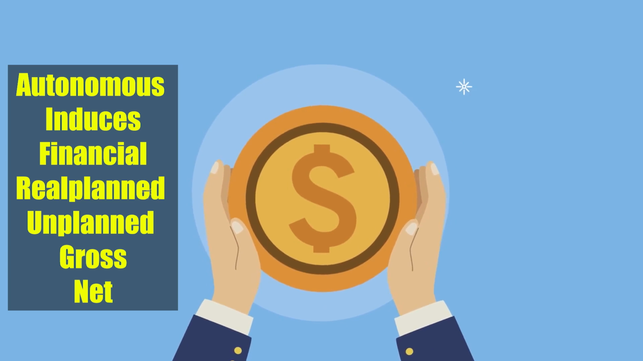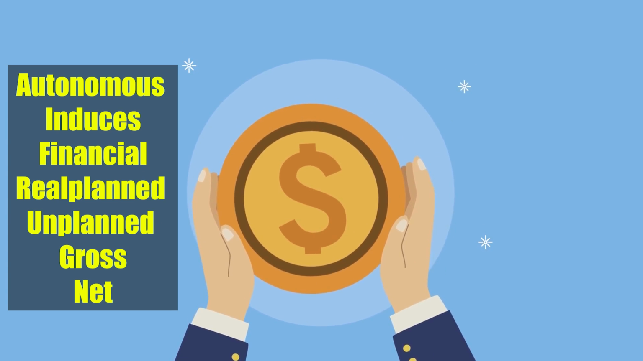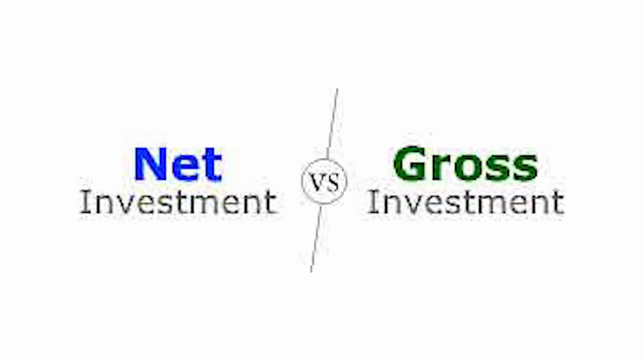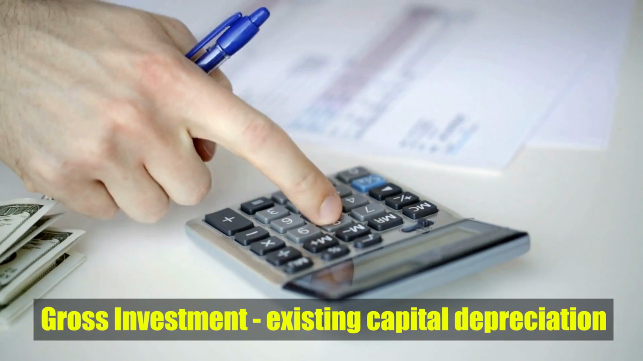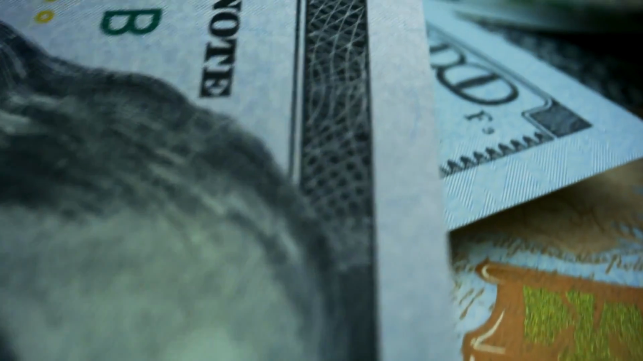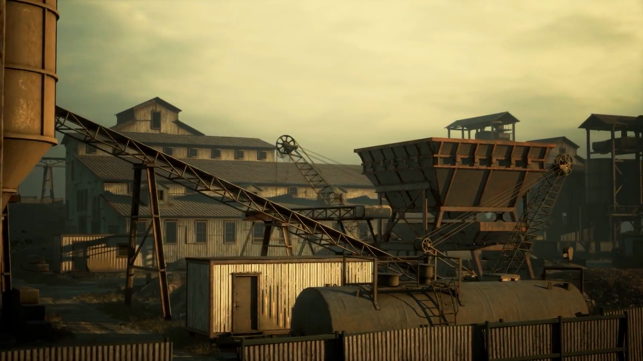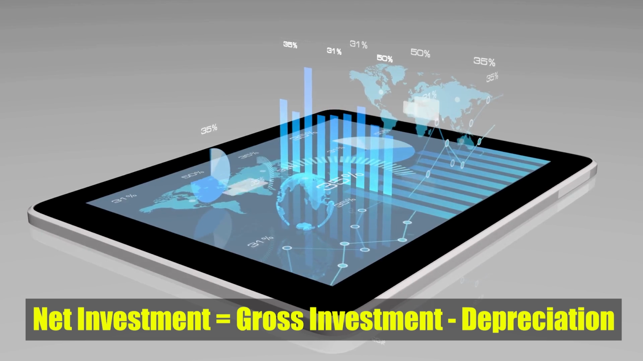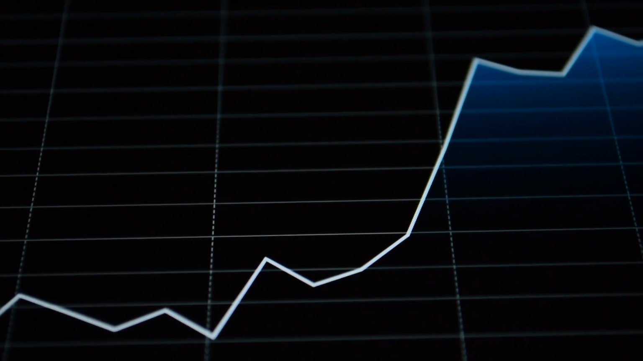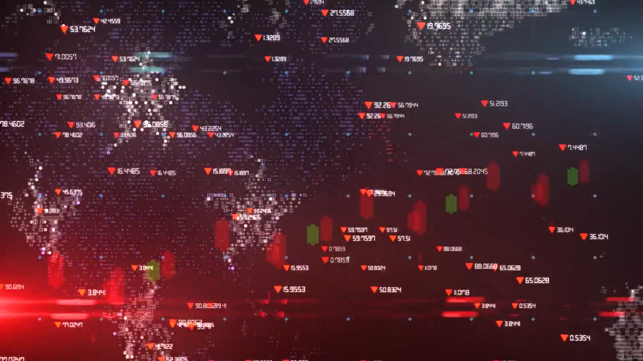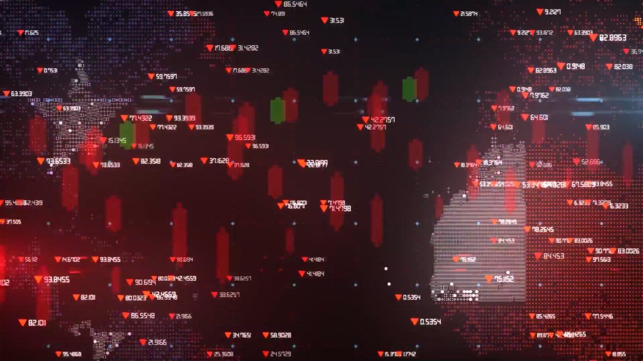Investing can be classified as autonomous, induced, financial, real, planned, unplanned, gross, or net. The amount spent on purchasing or building new capital goods is referred to as gross investment. Net investment is basically gross investment minus existing capital depreciation. This depreciation is linked to an investment that must be made to replace old-fashioned or worn-out assets, such as plants and machinery. Or, to put it another way, net investment equals gross investment minus depreciation. If gross investment exceeds depreciation during any period of time, the net investment is positive, implying that the capital stock has increased. Similarly, if depreciation exceeds gross investment, net investment is negative and capital stock declines.